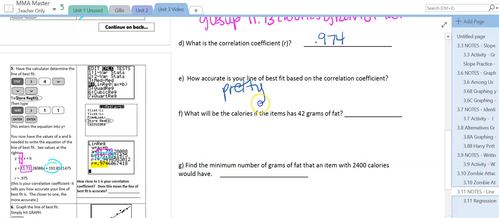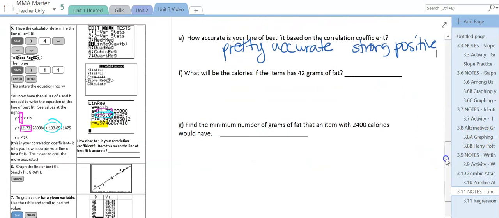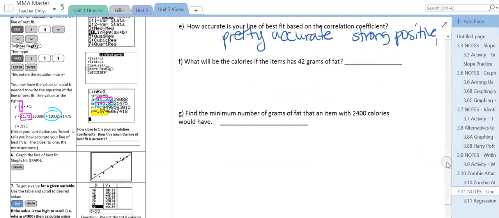It's basically, how close is it to 1? So it's pretty accurate, and it is a strong positive. What would make it weak is if it was like a 0.85 or a 0.72, okay? Then we get to what we're going to do with this data. We need to interpret some information. We need to interpret what the calories will be with 42 grams of fat.